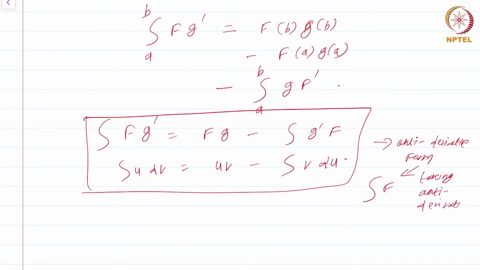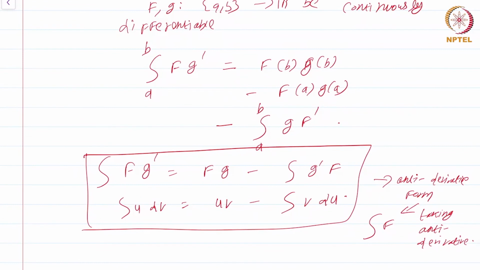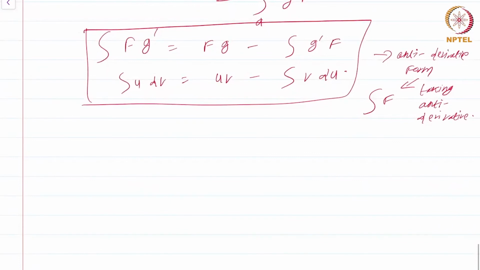That's the only reason why the form that I have stated, the integral from a to b of f g prime is f(b) g(b) minus f(a) g(a) minus the integral from a to b of g f prime, might look slightly different. Well, how does this follow? The proof is very easy.